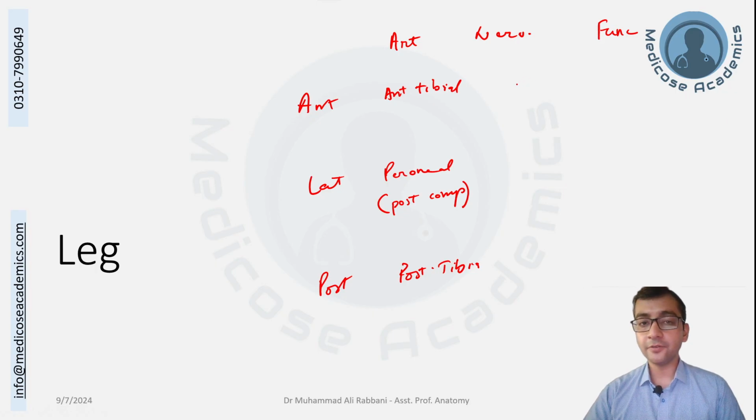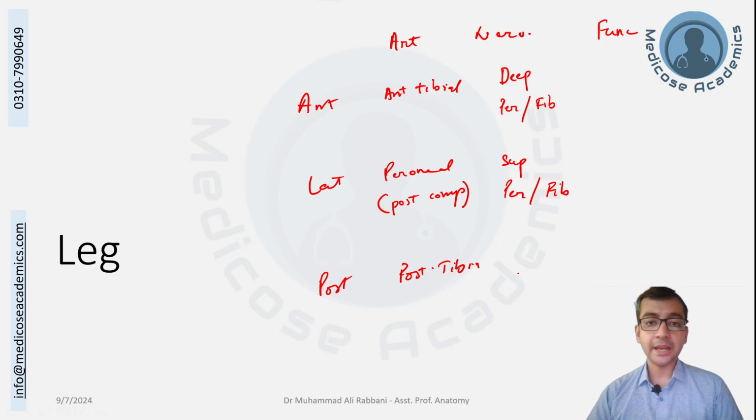Then the nerve is the deep peroneal nerve, also known as the deep fibular nerve. The lateral compartment contains the superficial peroneal nerve, also known as the fibular nerve, and the posterior compartment contains the tibial nerve.